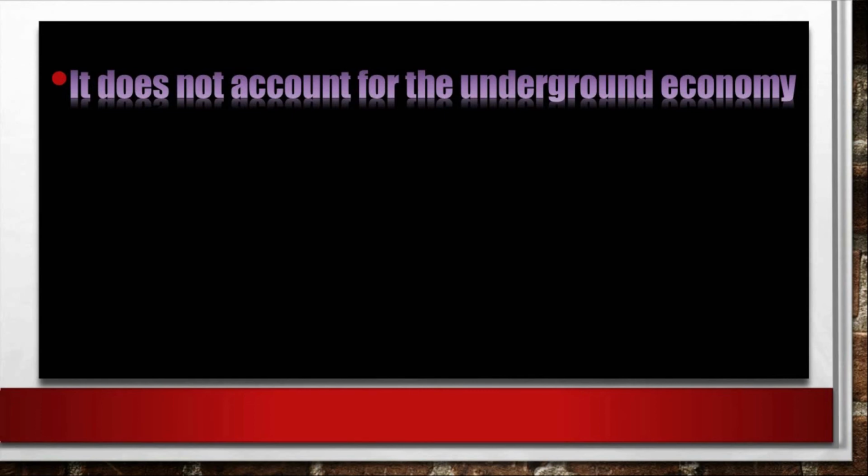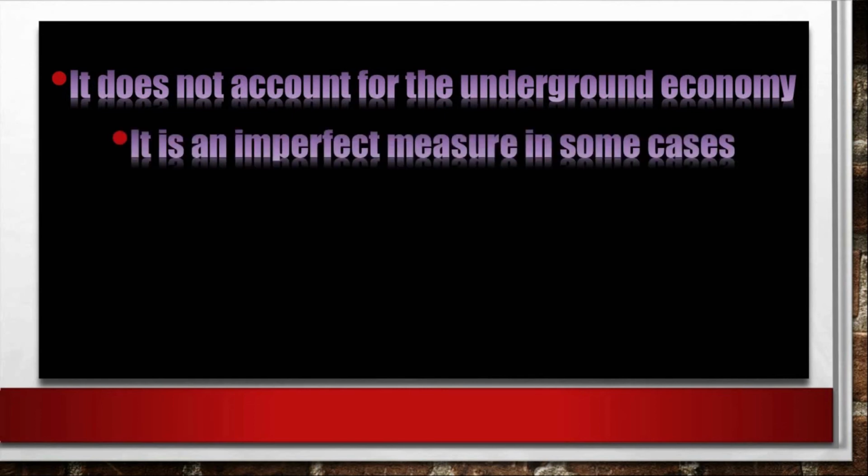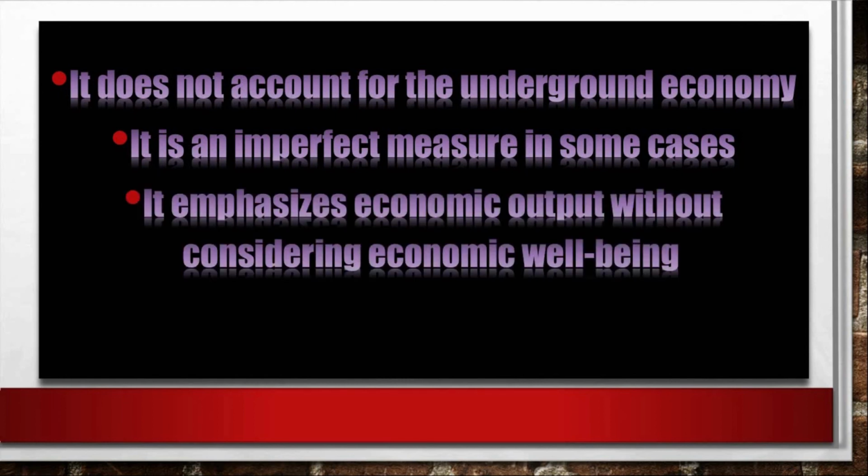The second, it is an imperfect measure in some cases. GDP does not take into account the profits earned in a nation by overseas companies that are remitted back to foreign investors. The third, it emphasizes economic output without considering economic well-being. For example, a nation may experience rapid GDP growth, but this may impose a significant cost to society in terms of environmental impact, moral hazard, and an increase in income disparity. So there is a problem in emphasizing economic output.